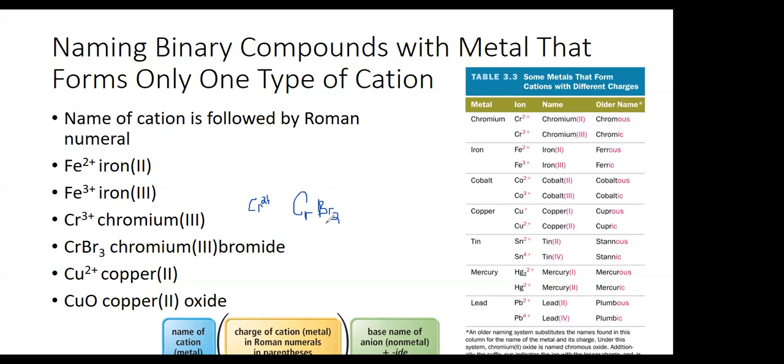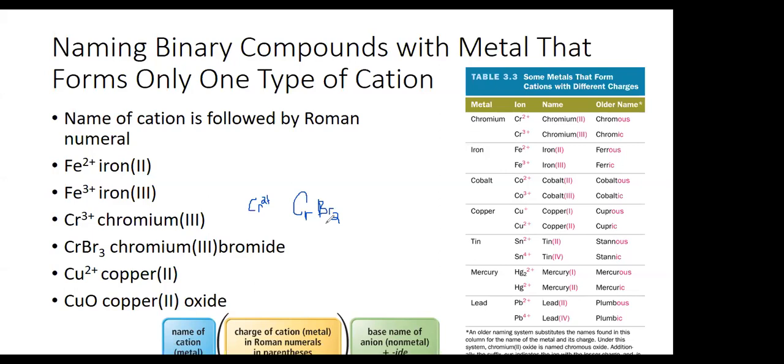So when naming ions that have metals with more than one cation, if you don't give me the Roman numeral, I do not know how many bromines go with that element. So if you just walked up to me on the street and gave me a flask and said, this is chromium bromide, I don't know if there's two bromines for one chromium or three bromines for one chromium. If you said chromium 3 bromide, I know exactly what I'm working with. Copper, same idea. Copper is either plus 1 or plus 2. So it would either be copper 1 oxide or copper 2 oxide. And that would change how many oxygens go with copper.